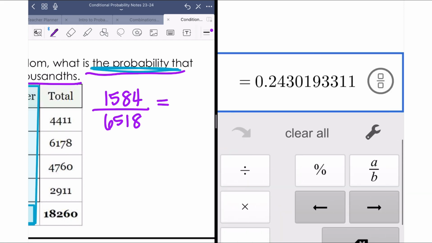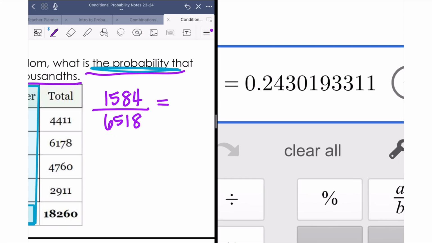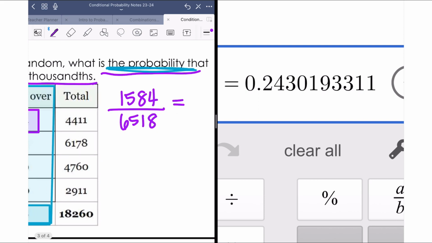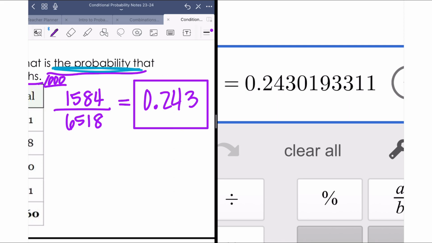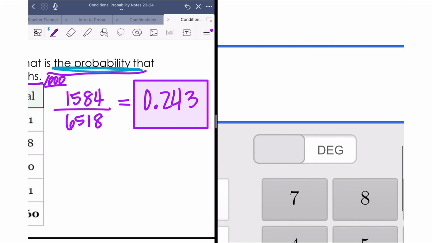Okay, and so to the thousandths. How many zeros are in the number 1,000? 3 zeros. 1,000 has 3 zeros, so I need 3 numbers after my decimal. Okay, so 2, 4, 3. All right.